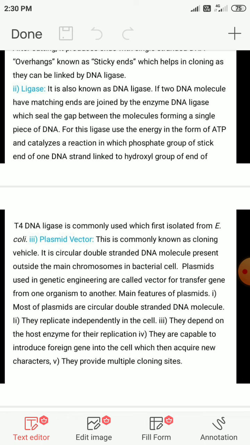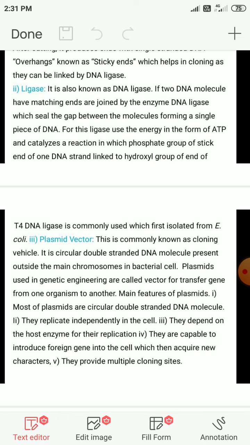The main features of plasmids: first, most plasmids are circular double-stranded DNA molecules. Second, they replicate independently in the cell. They have the ability to replicate. When they replicate, it directly gives the gene library.